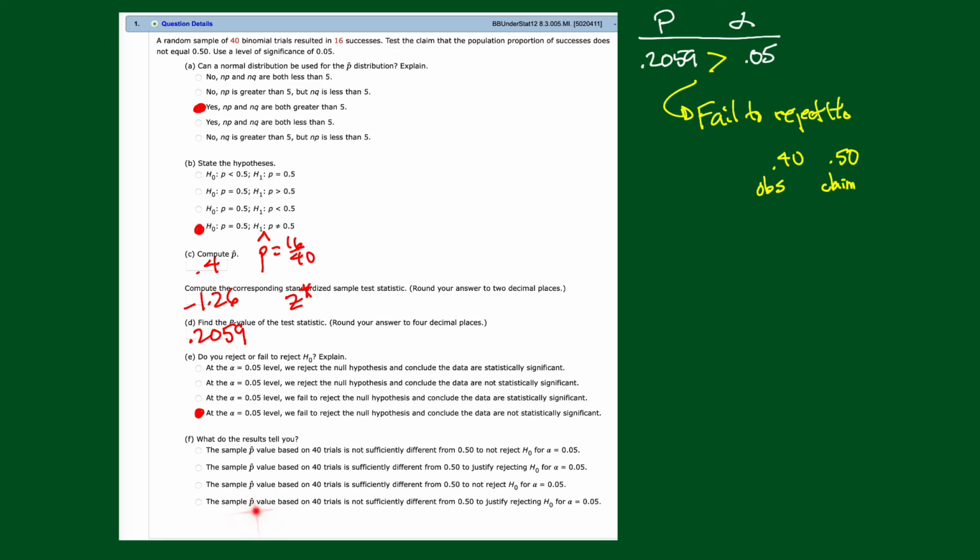The sample p hat value, 0.40, based on 40 trials is not sufficiently different, right? We're saying there's no significant difference to justify rejecting. There it is. We cannot justify rejecting H0. All right, so we're going to go with this one right here. That's the last one. And that is the end of that problem.